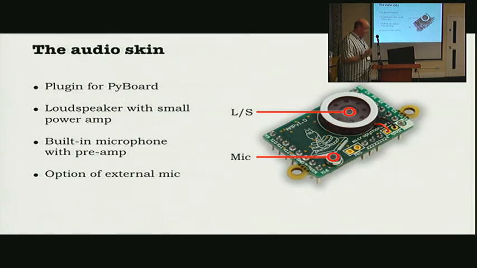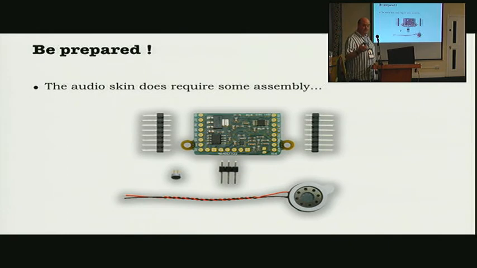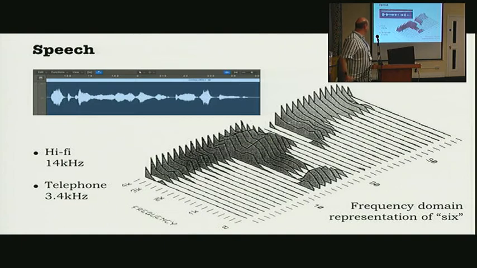The audio skin is a plugin which just sits on top of the device and gives you, as I said, a loudspeaker with a small power amplifier and a built-in microphone. But be prepared, because it comes in bits. So this is actually quite challenging. If you don't have a very decent soldering iron, this is going to be a bit of a challenge, unfortunately. So there's some assembly required.